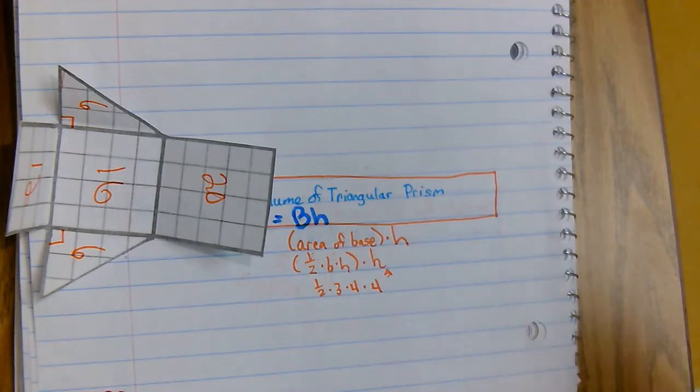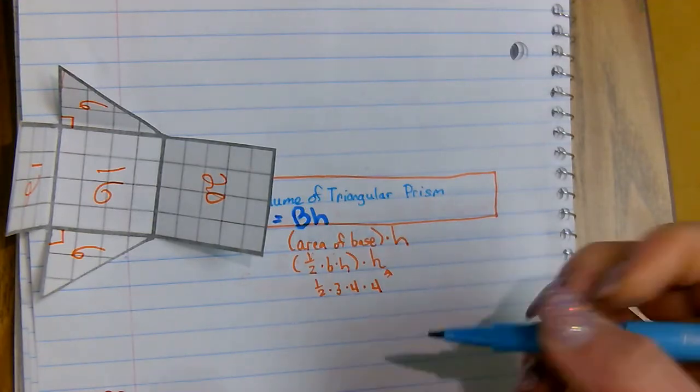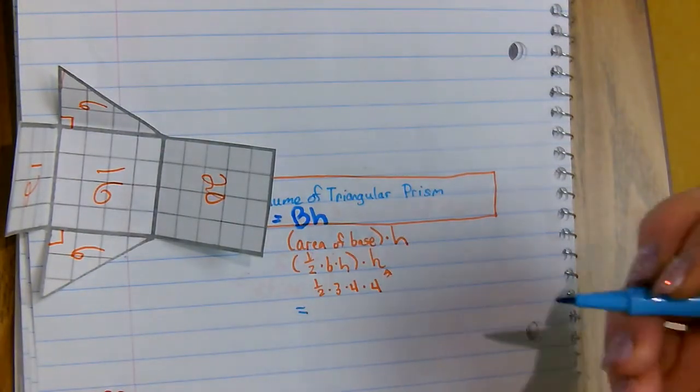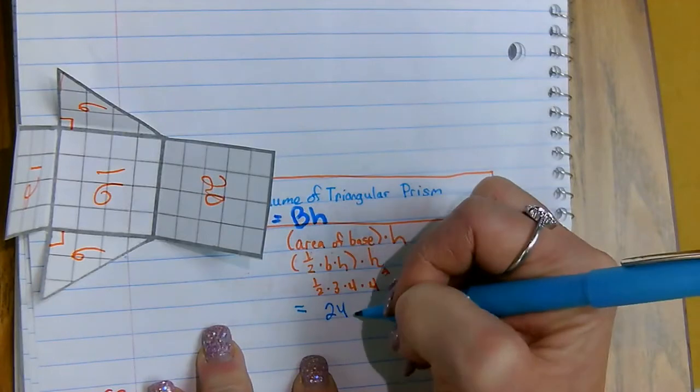And the final answer is, who has it? Go ahead, Shelby. You are correct. 24 units cubed.